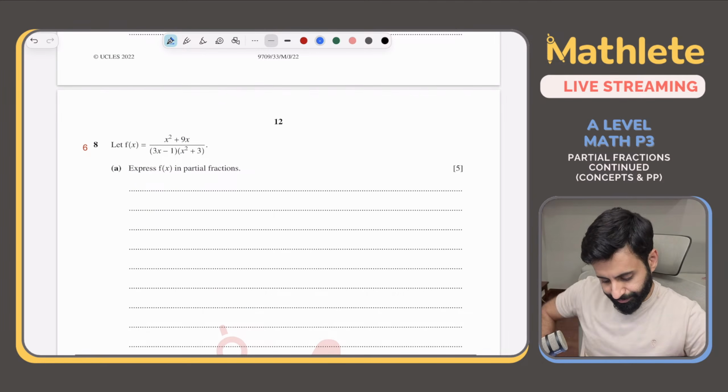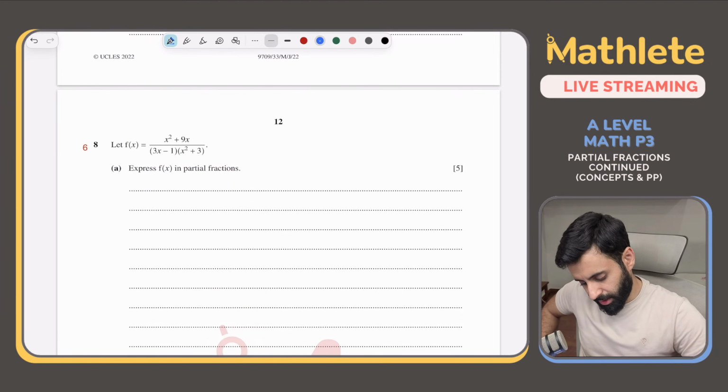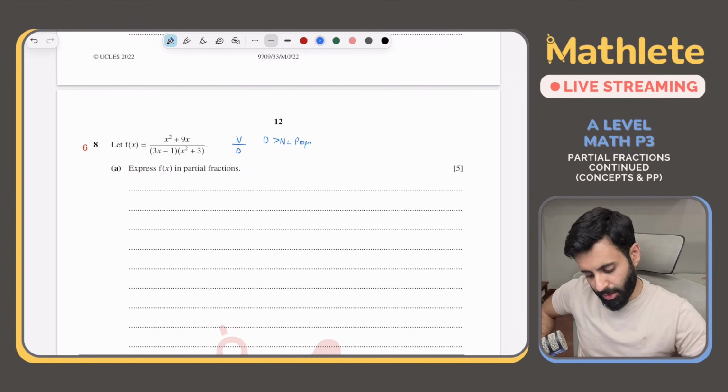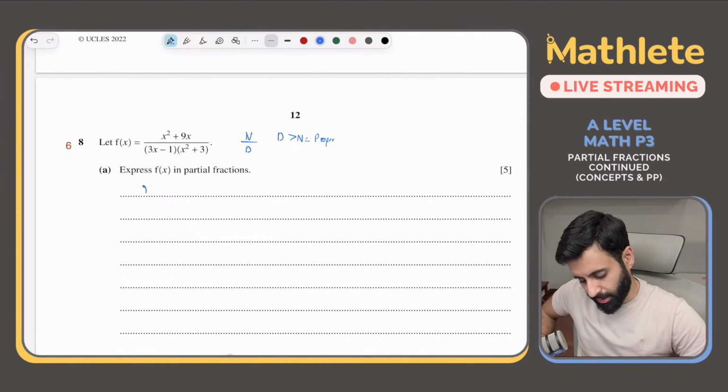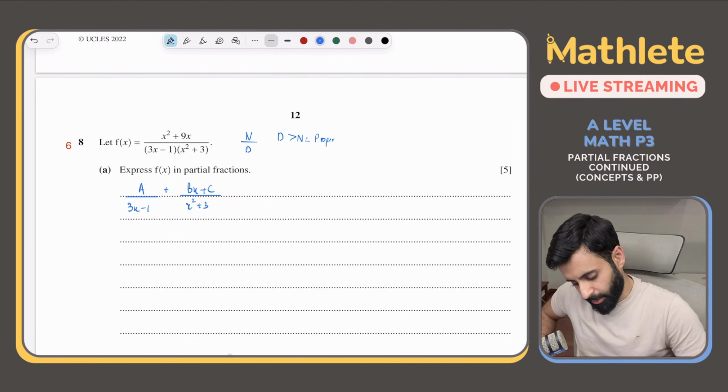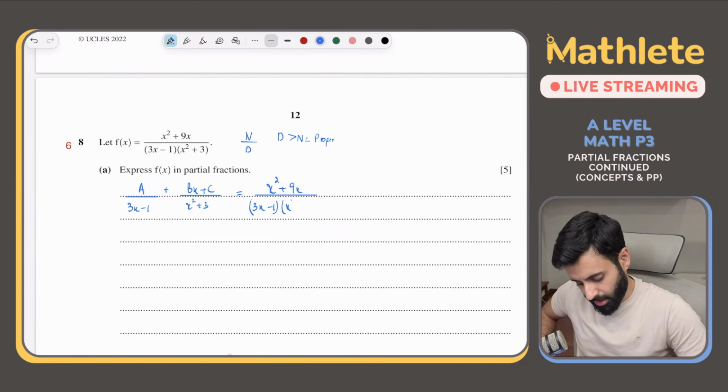Okay, let's solve this. Once again, this is type 3. Why? Because first of all, the numerator over the denominator is lesser than the denominator, which makes it a proper fraction. Okay, therefore it's a proper fraction. And it's type 3. Why? Because the denominator has a quadratic factor which cannot be factorized any further. So that means we'll first have to rewrite this as a over 3x minus 1 plus bx plus c over x squared plus 3. Okay? And what is this equal to? This is equal to x squared plus 9x over 3x minus 1 into x squared plus 3.